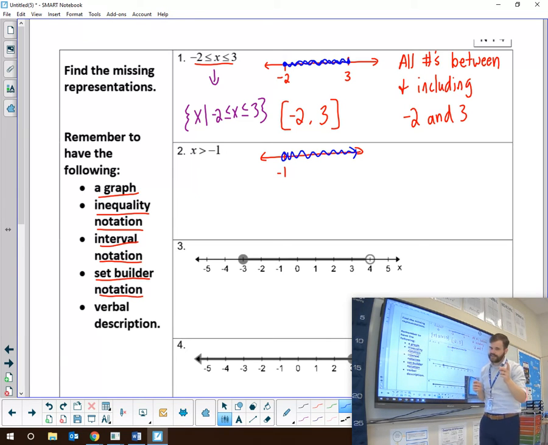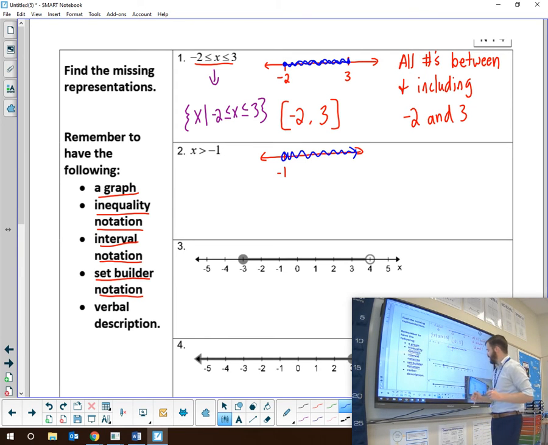Another way to think about it is this. If x is on the left side, whatever direction that arrow is pointing is the direction it's going to go. Be careful though, if x is on the right side, it's the opposite. But if x is on the left side, whatever direction that arrow points is the direction we're going to go.